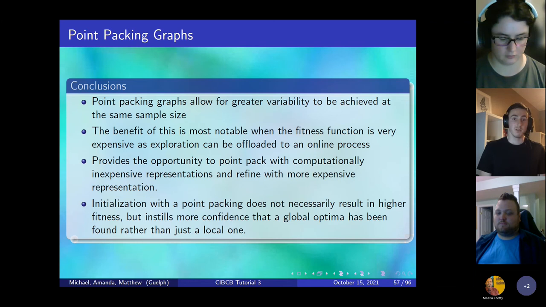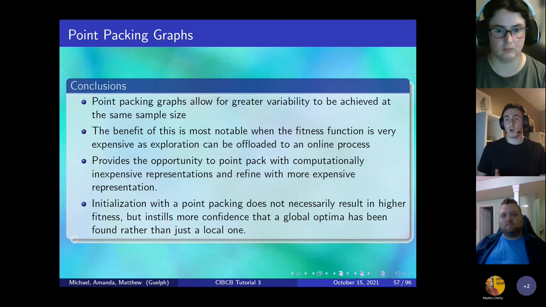very, very cost prohibitive. However, what we're doing is we're equitably sampling the space with no requirement to run any of these simulations. This provides the opportunity to point pack with computationally inexpensive representations and refine with more expensive ones. So like you saw in the beginning, we could point pack with PageRank and refine with diffusion characters if we so chose. We discovered that mean standard deviation space is very similar to diffusion characters, and so you can get the best of both worlds with that one.